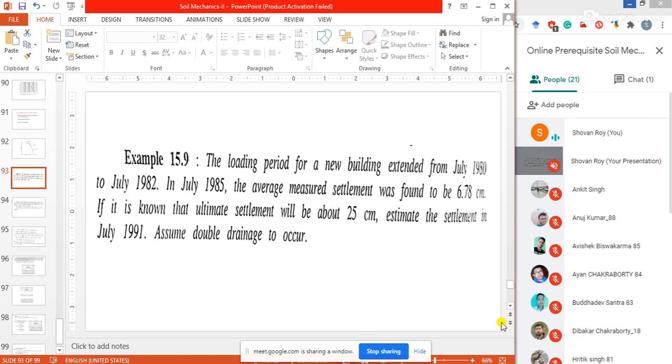The loading period for a new building extended from July 1982. In July 1985, the average measured settlement was found to be 6.78 centimeter. If it is known that ultimate settlement will be about 25 centimeter, estimate the settlement in July 1991. Assume double drainage to occur.